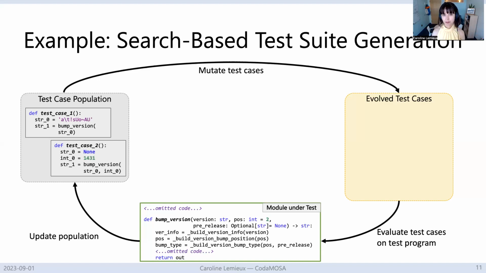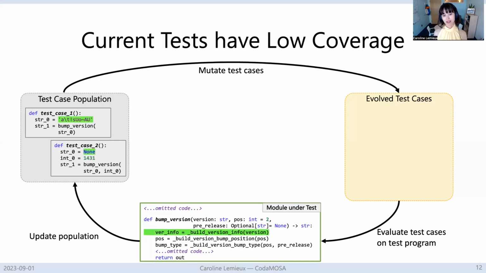Here are some. Unfortunately, these test cases are not great in the sense that they don't actually call the function with a valid version string. And so an exception is thrown in that first helper function call. And so we get very little coverage of the module under test. And these tests are really not helpful to us. But that's okay, because the whole point is that we're going to mutate these tests and that over time, the tests are going to improve and cover more functionality in our program under test.